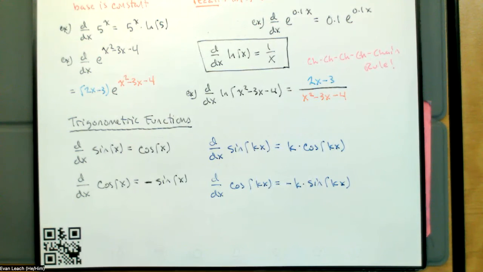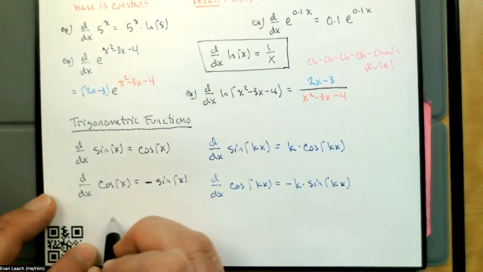The chain rule is always in effect. Constant times x is a nice, easy one to remember. It helps remind you of the chain rule. So rather than just remember the derivative of sine x is cosine x, the derivative of sine of kx is k cosine kx. But the chain rule is always in play.